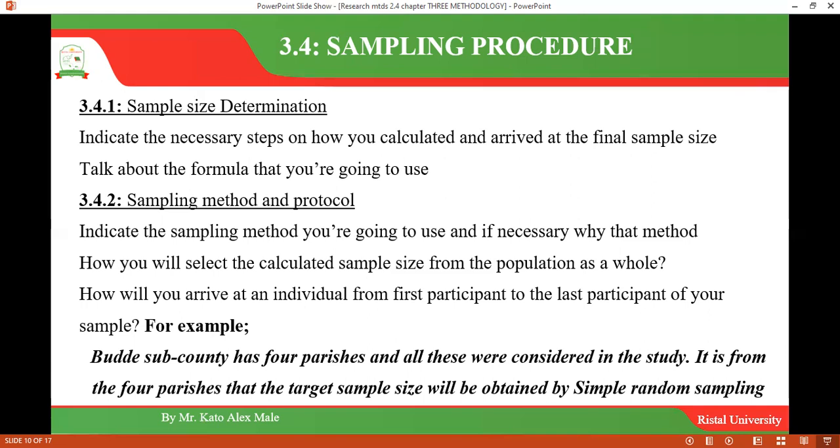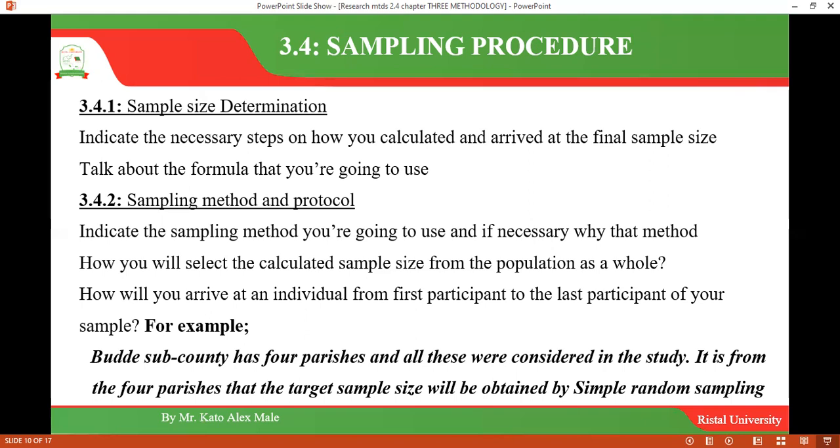Because you have calculated the sample size under 3.4.1, but then under 3.4.2, how will you achieve that size? Please tell us that I will move from this case to this case, and that's when I will calculate the final number. So you tell us how you will arrive at an individual from the first participant to the last participant of your sample. For example, now this is just a statement. For example, I can say Bude sub-county has 4 parishes, and all these were considered in the study, or the 4 parishes in total.